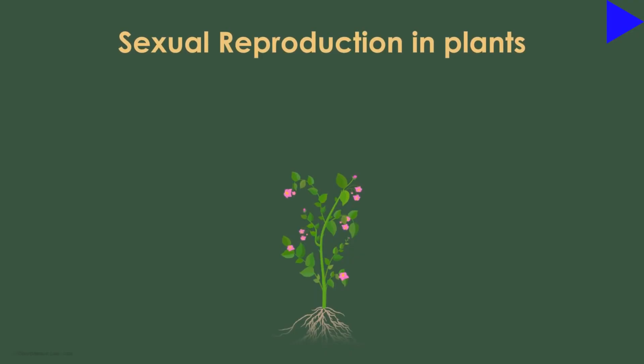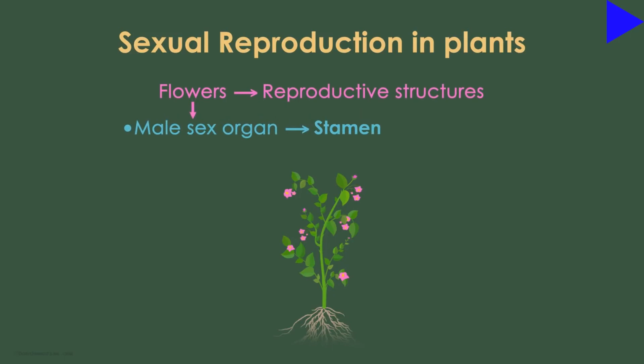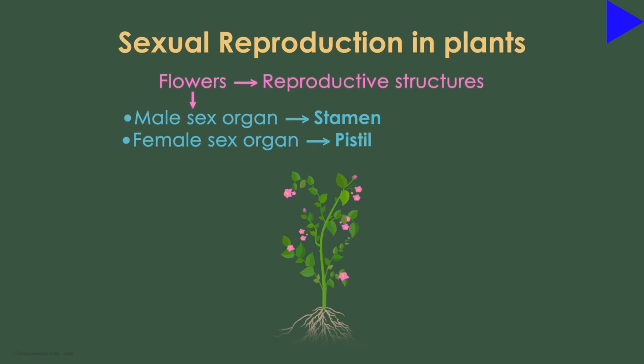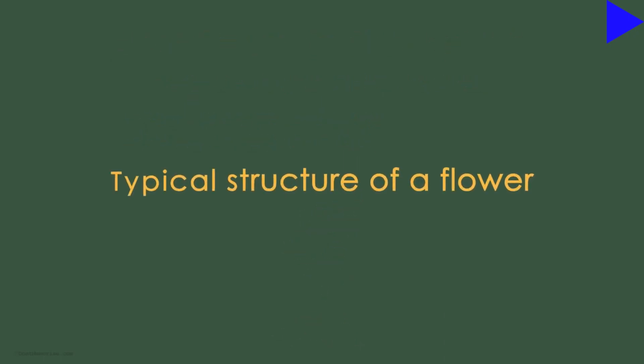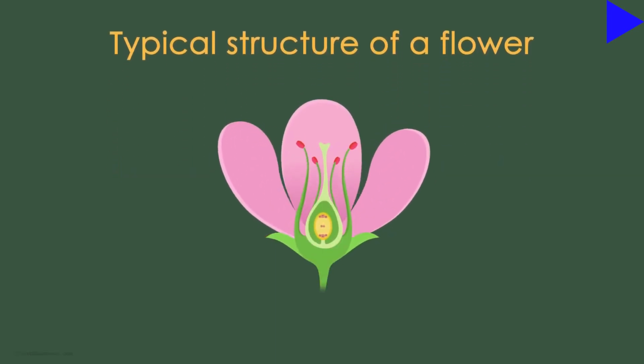Plants possess flowers. Flowers are the reproductive structure of the plant. In a flower, the male sex organ is called the stamen and the female sex organ is called the pistil. But how does this process of sexual reproduction occur? Let's try and understand it. But before that, let's have a look at the typical structure of a flower. It appears somewhat like this.